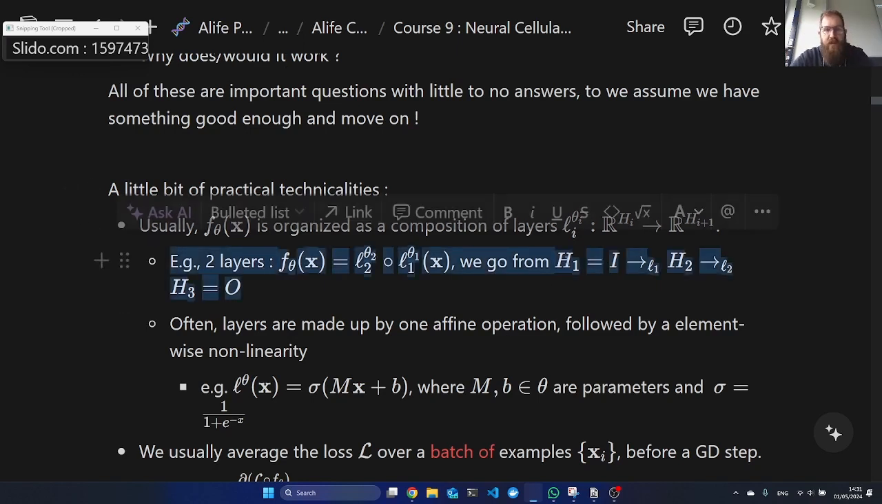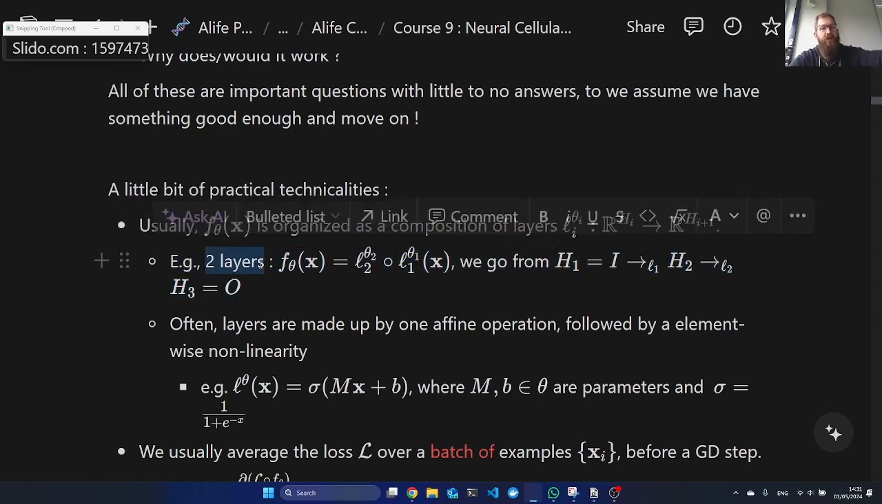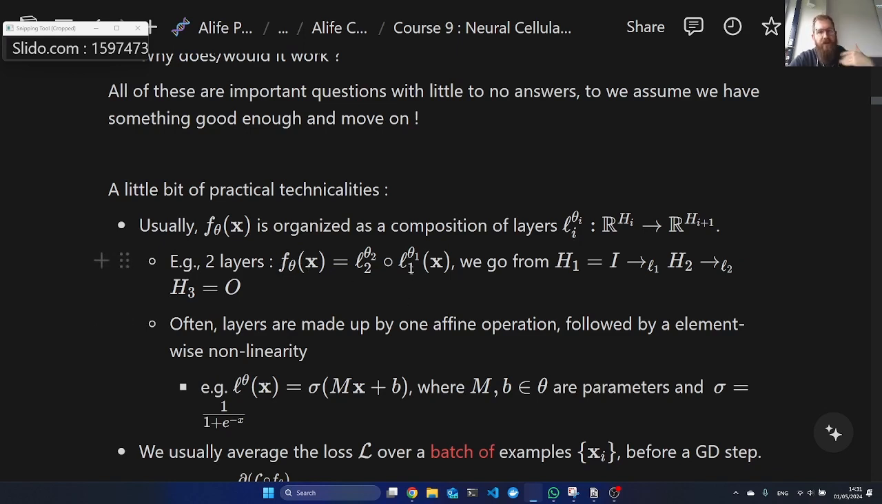And one example is this. So if we have a two-layer neural network, what this means is that our function f theta is just layer 1 that depends on some parameters theta 1 applied to x. And then to the result of that, we apply a second layer. Okay, so that way we break up our function into layers, and we'll see that it makes things simpler.